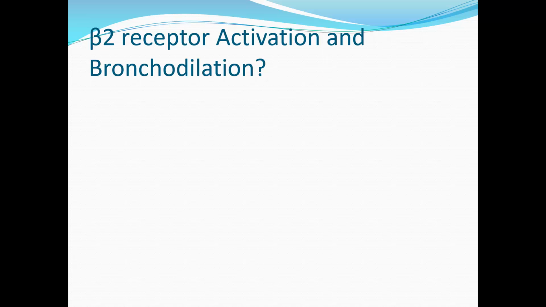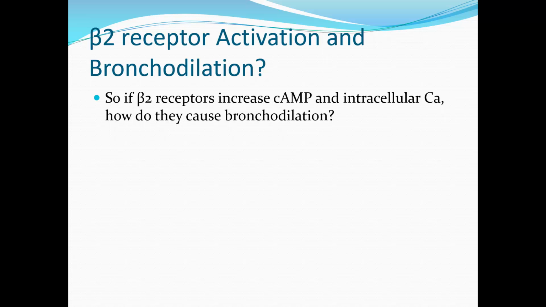So we said when we activate the beta 2 receptor, the result is stimulatory, and in the case of smooth muscle in the bronchial tree, when you stimulate them, you should get constriction, right? So why would you get bronchodilation when you activate the beta 2 receptor? This actually took quite a while for people to figure out.